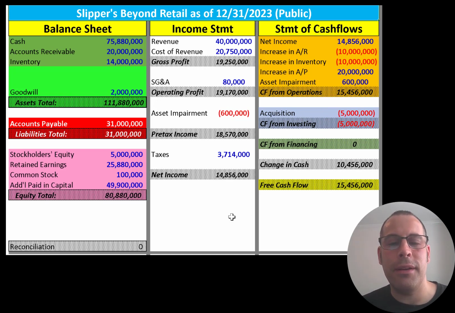I hope this helps you understand financial statements better. The more comfortable you are reading financial statements, the less you have to rely on others.